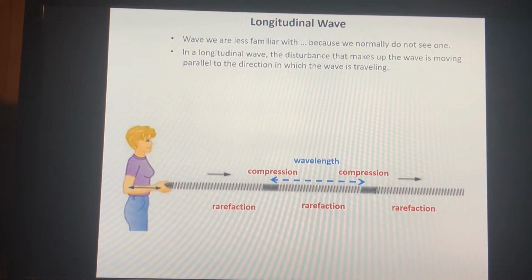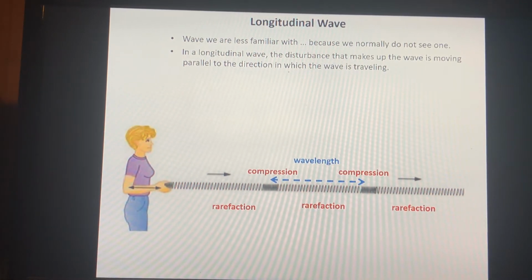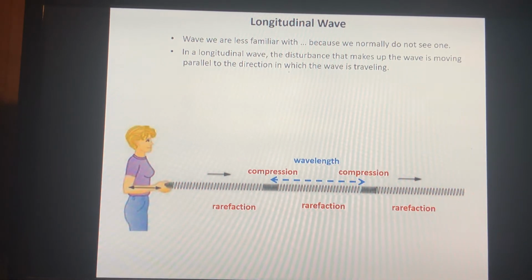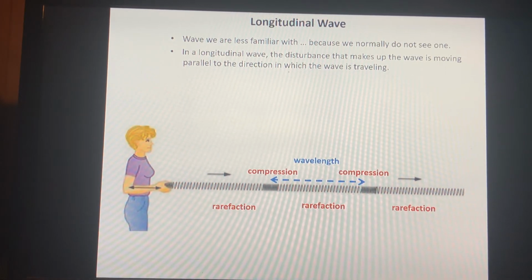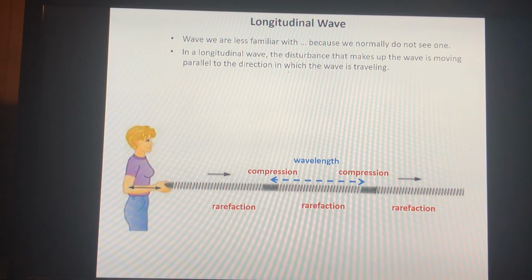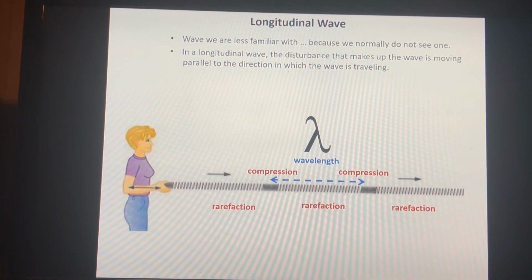Just like with the transverse wave, we can measure the wavelength of a longitudinal wave. Now here, instead of measuring from one crest to another crest or one trough to another trough, we're going to measure from the center of one compression to the center of the next compression, or the center of one rarefaction to the center of another rarefaction. And once again, we are going to use the Greek letter lambda to designate a wavelength when we do our math later on in the chapter.